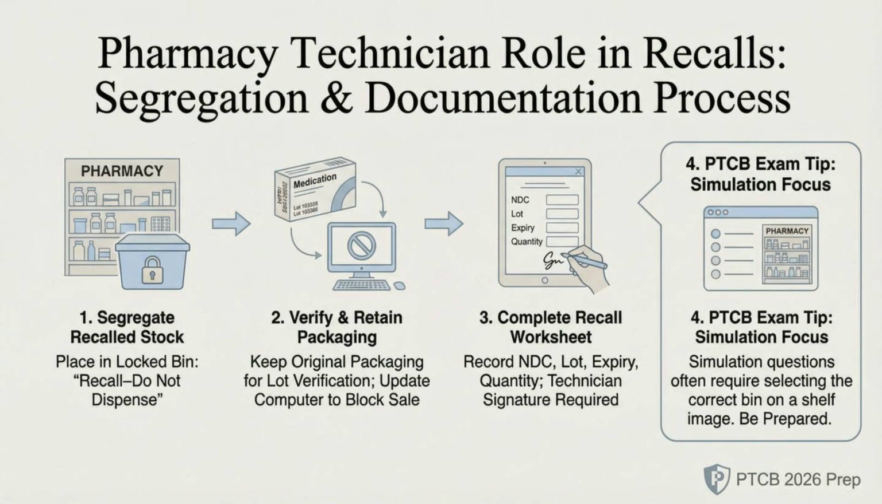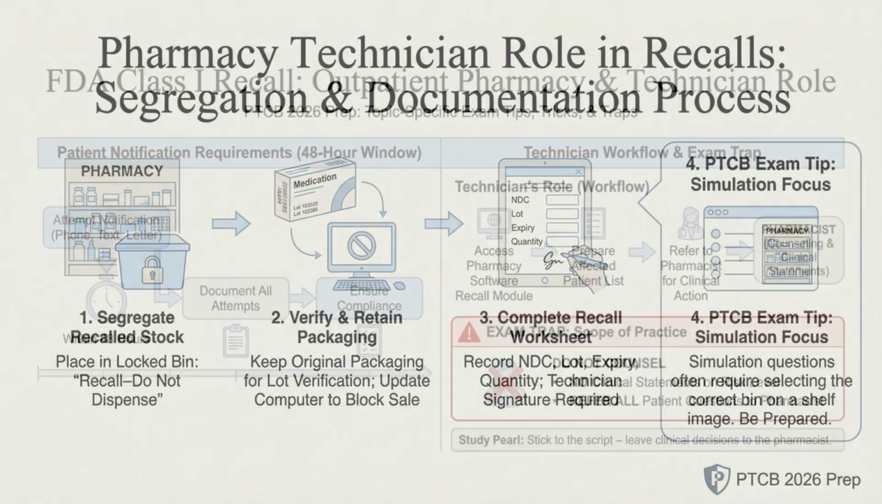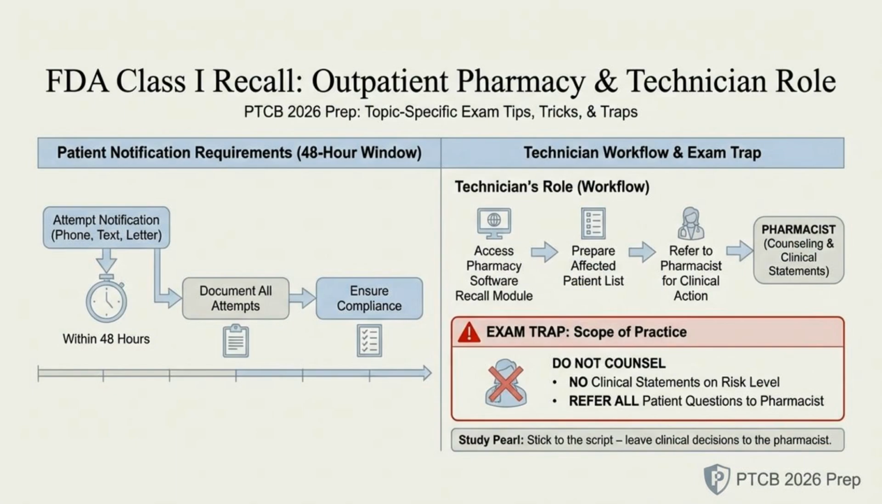The pharmacy technician's role involves segregating recalled stock in a locked bin, verifying and retaining packaging, and completing a recall worksheet. Documentation includes the NDC, lot, expiry, quantity, and the technician's signature. For a Class 1 recall, patient notification must be attempted and documented within 48 hours. The technician prepares the affected patient list and refers all patient questions and clinical statements to the pharmacist.